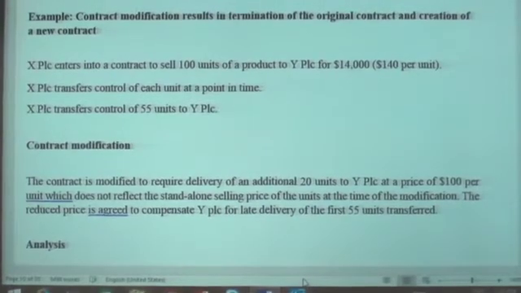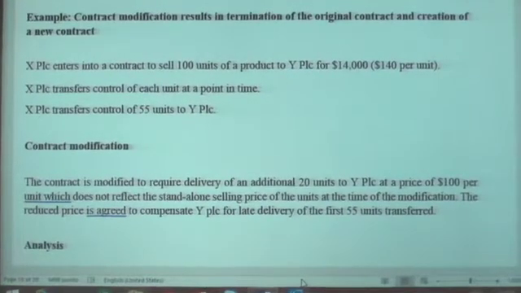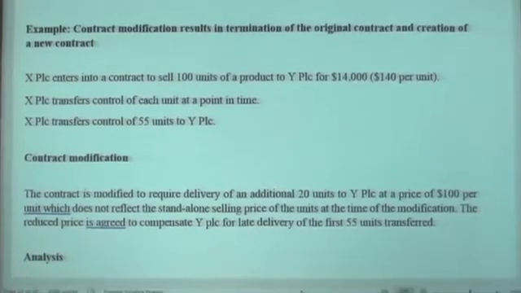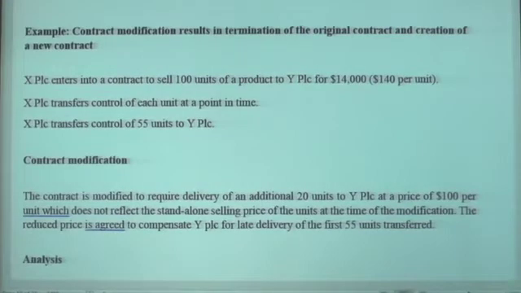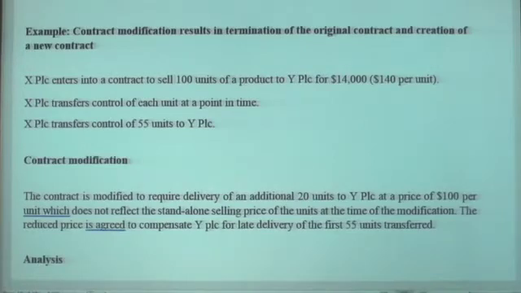Right, yesterday we finalized the session with this example. I will explain it again. The XPLC example is about contract modification. XPLC entered into a contract to sell 100 units at $140 per unit. That is the original contract.